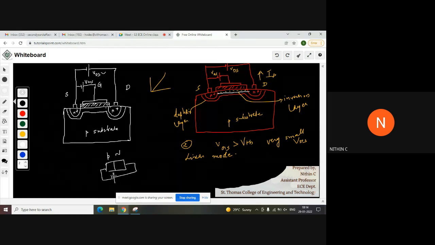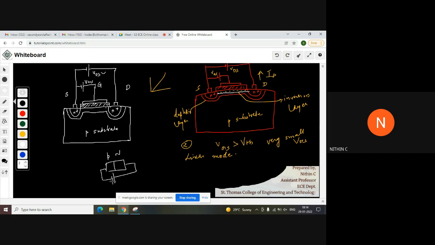Which is the biasing that is happening? Tell me that first. If I am connecting a positive terminal to the N region, which is the biasing that is happening? Which biasing of the PN junction? If I am giving potential like this, it is reverse biasing, correct?